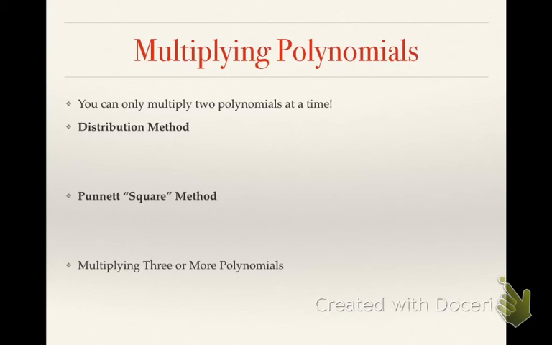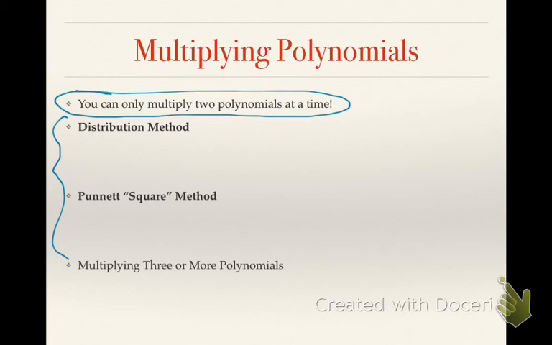So multiplying polynomials, there were really two methods that we used to multiply polynomials. One was distribution, one was the Punnett square method. And it's very important to note that you can only multiply two polynomials at a time. The operation of multiplication always connects two quantities together. Never three at once, only two at once.